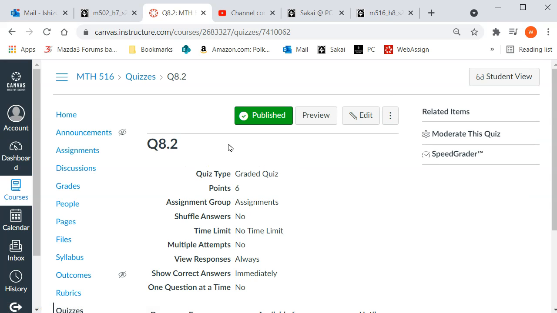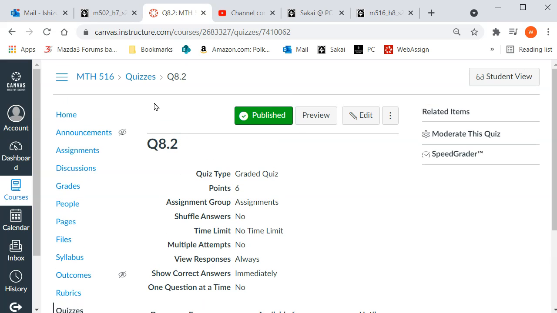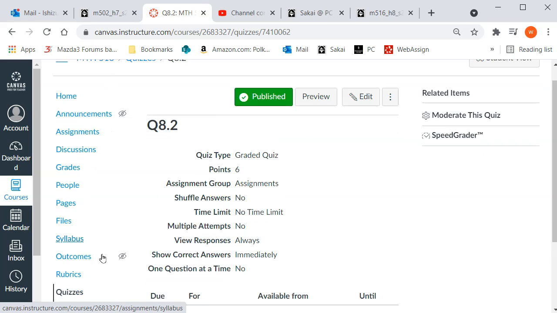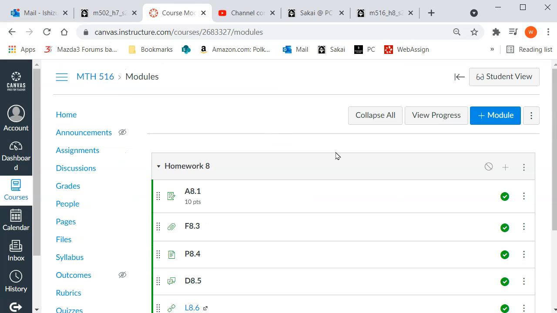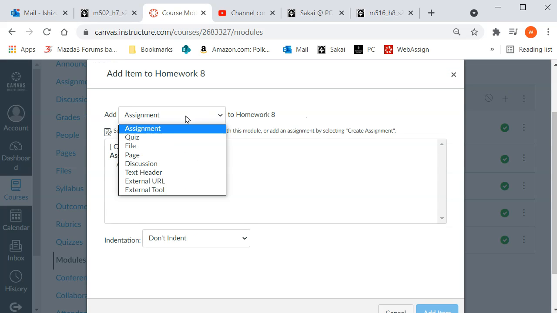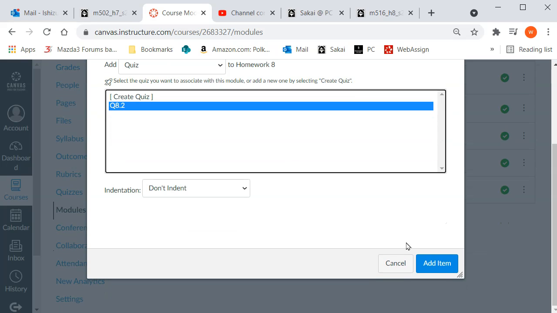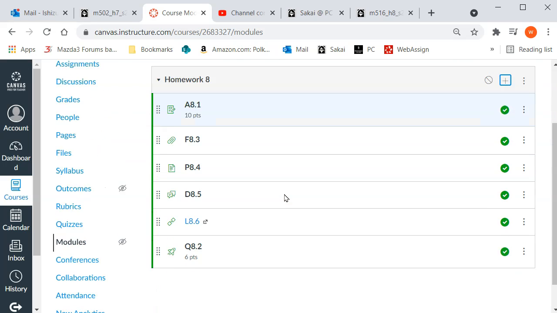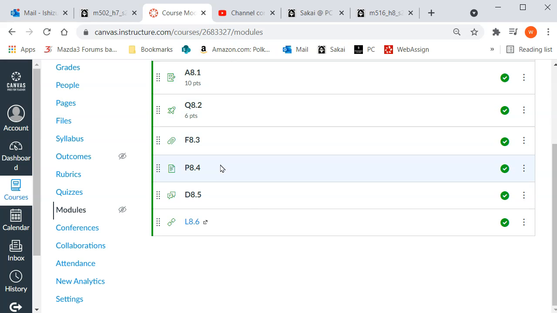So this is a published quiz. What you can do is go back to the modules, or the home, same thing. We're going to add a quiz. It tells you QA.2, you add them, and then we can just reorder them so that it's nice and orderly.